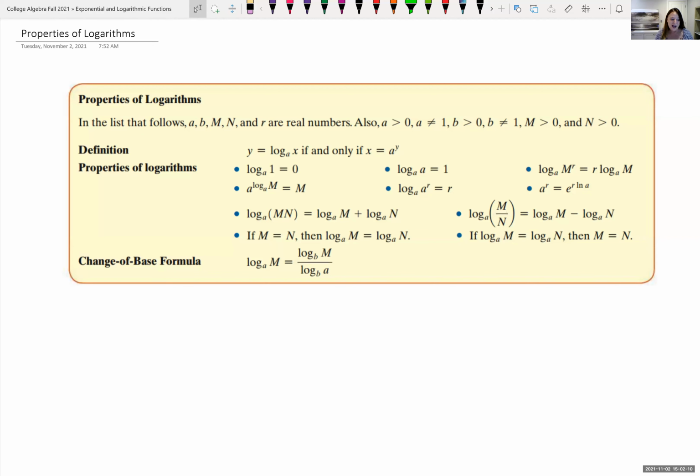We've been looking at exponential functions and now logarithmic functions, and we're now looking at the properties of logarithms. So let's first review or recall what a logarithm is.